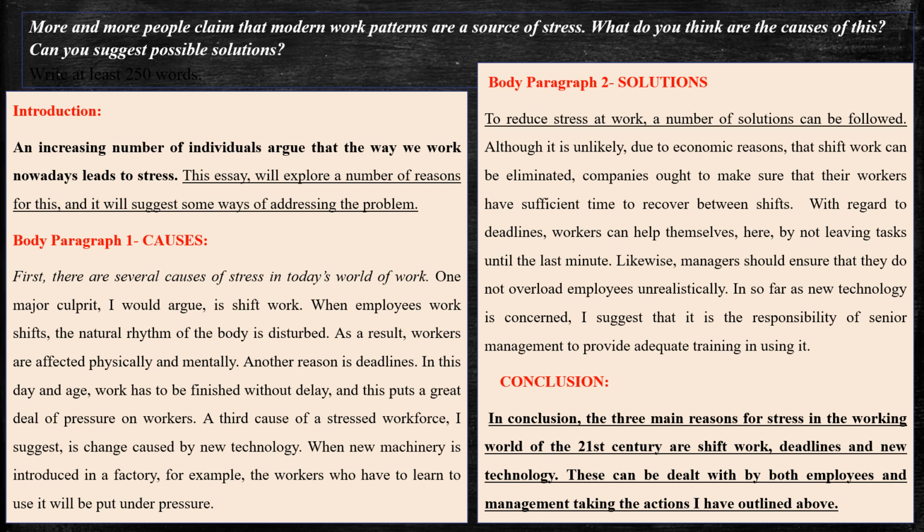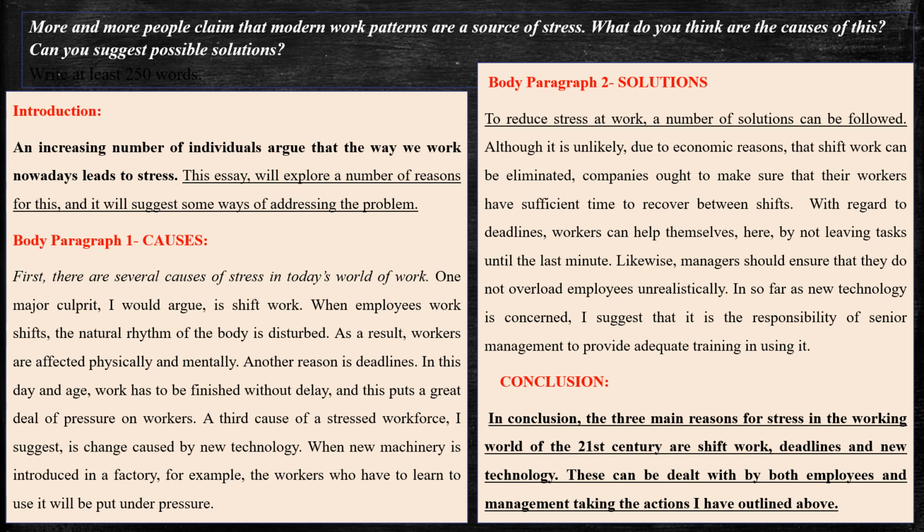Then you will write the solutions. To reduce the stress, a number of solutions can be followed. This is the topic sentence. Or there are a lot of solutions to the problem of stress caused by modern work patterns. You can write like that also. And say the solutions. Three solutions you have to give and explain them clearly.